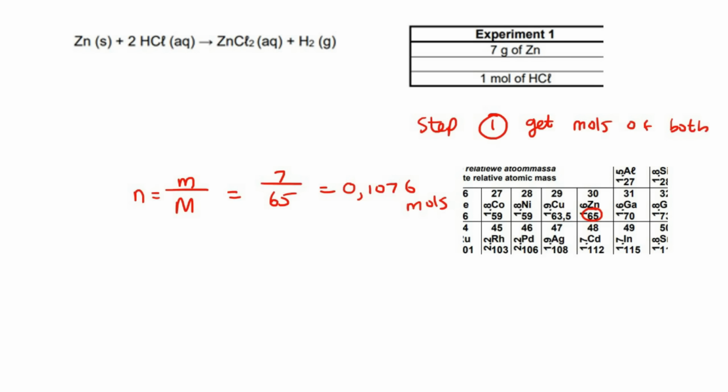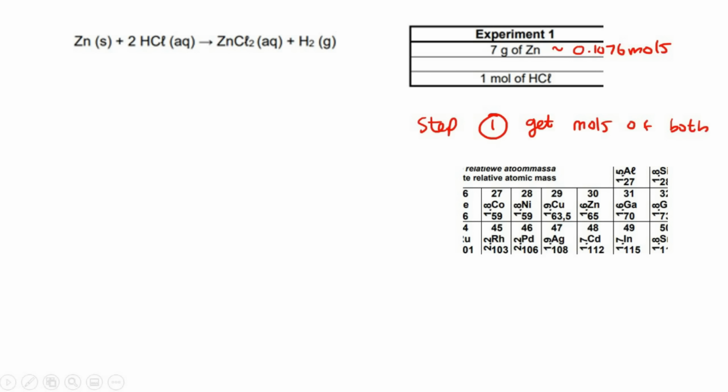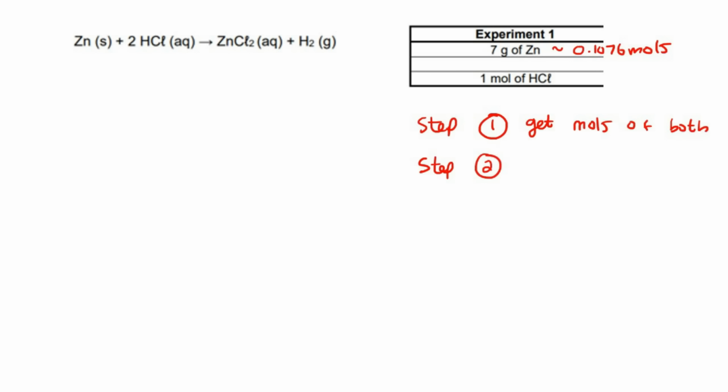Okay, so we know how many moles of zinc we have. We have 0.1076 moles. Now what you do, okay? Assume one of them is the limiting.